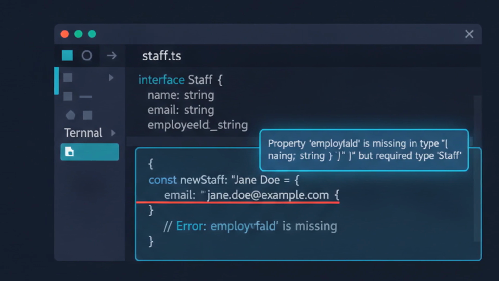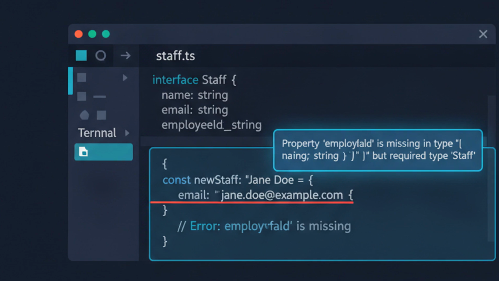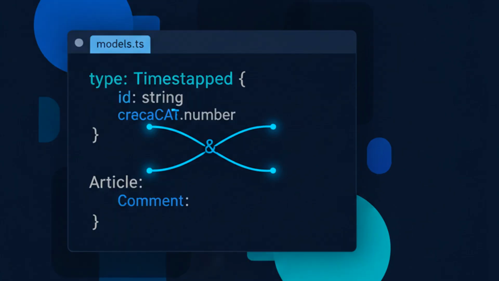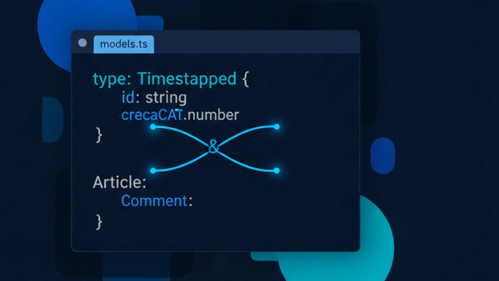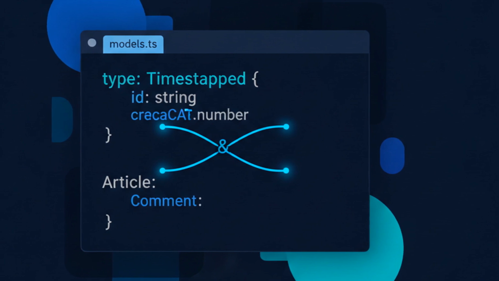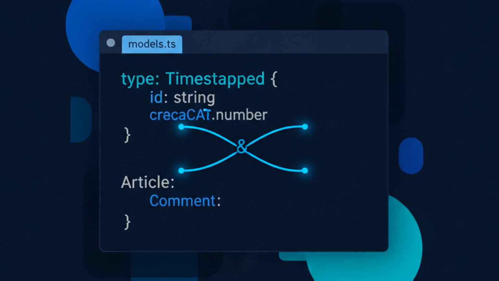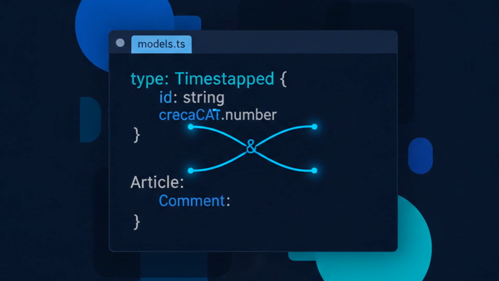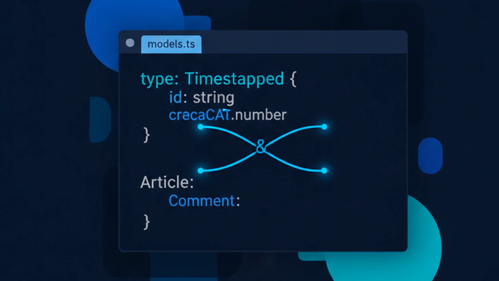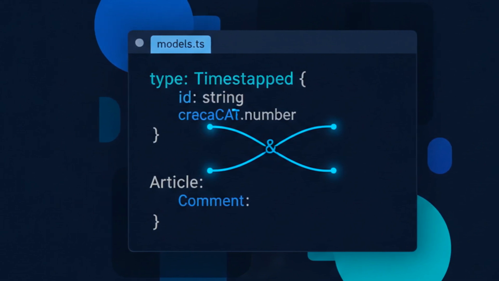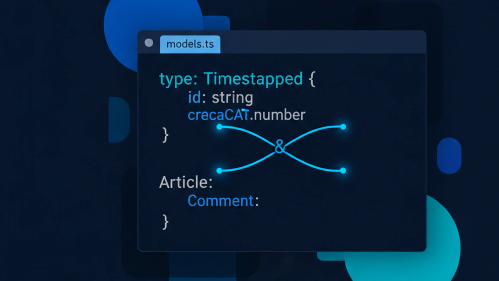This is incredibly useful when you're merging data from different sources. Intersections are perfect for adding shared fields across your app. Picture a database where every record has an ID and a createdAt timestamp. We define a Timestamped base, then intersect it with our domain types. Now both Article and Comment carry those audit fields automatically, with zero duplication. This is exactly how teams at companies like Razorpay or Zerodha keep their data models consistent.